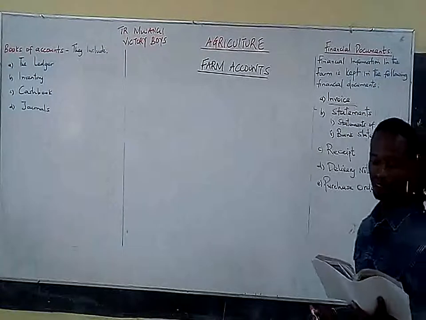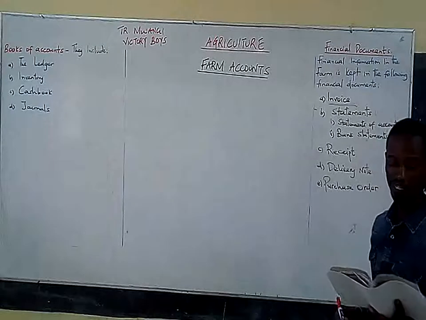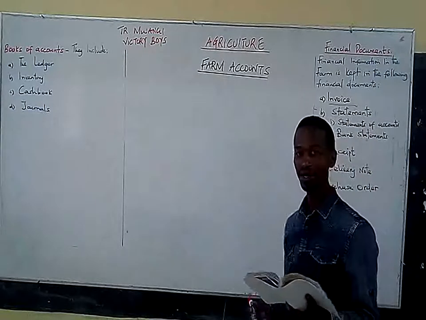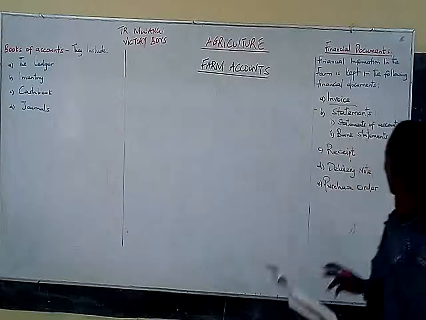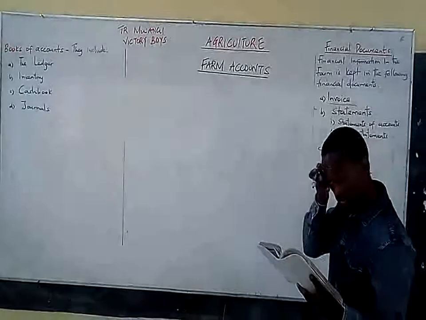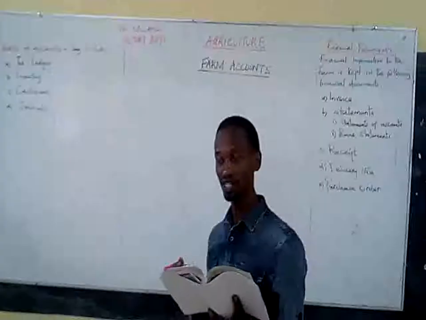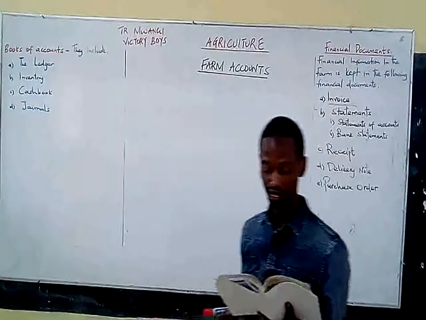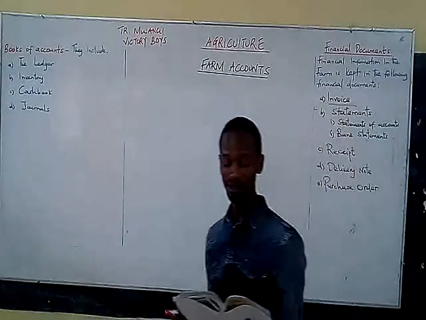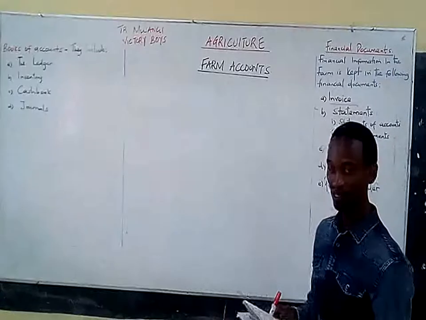A bank statement, on the other hand, is a financial document sent by the bank to the farmer on a monthly basis to show the position of the bank account by the end of the month. So we have statements of account and bank statements. A statement of account, as you have said, is sent to the buyer by the seller as a reminder to inform him or her what he or she owes the seller. Then a bank statement, we have said, is a financial document sent by the bank to the farmer on a monthly basis to show the position of the bank account by the end of the month.